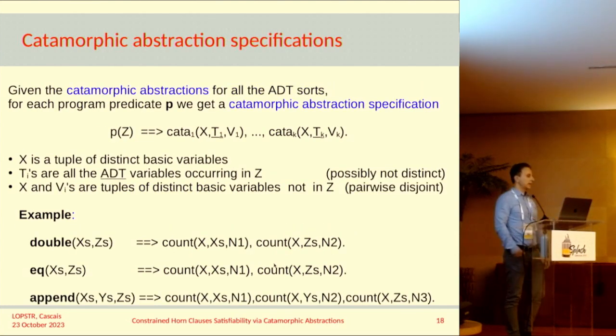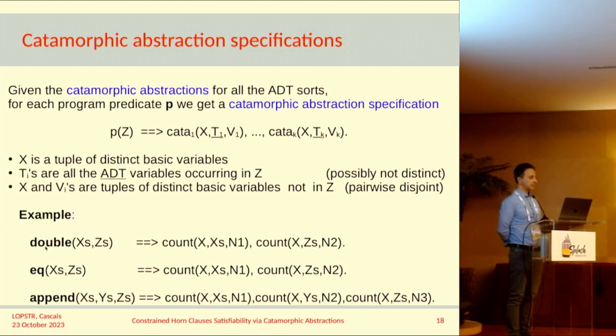Then, given the catamorphic abstractions for all the ADT sorts used by the program, for each program predicate we get a catamorphic abstraction specification of this form, where P is a program predicate, and this is a conjunction of atoms where these are catamorphisms, and X is a tuple of distinct basic variables. The T_i, these variables underlined here, T1 to Tk, are all the T variables occurring in Z, in the code, and they're possibly not distinct. And X and the V_i are tuples, again, of distinct basic variables that do not occur in Z.